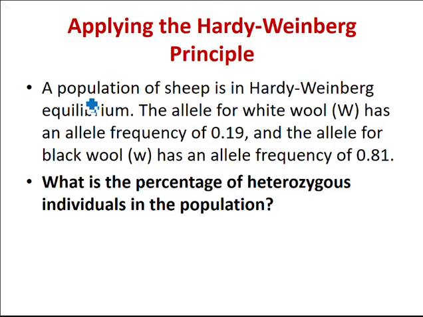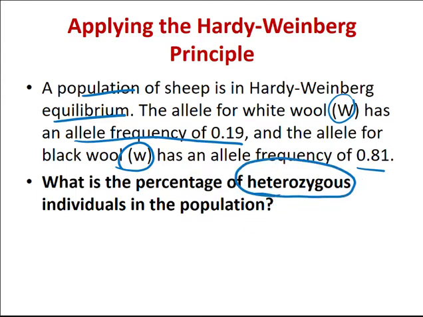See, soalan dia akan bagi tahu the allele for the white wool, which is the big W, has an allele frequency of 0.19, and the allele for black wool, which is the smaller w, has an allele frequency of 0.81. So what is the percentage of heterozygous individuals? This question is actually asking you the percentage of heterozygous individuals in that population.